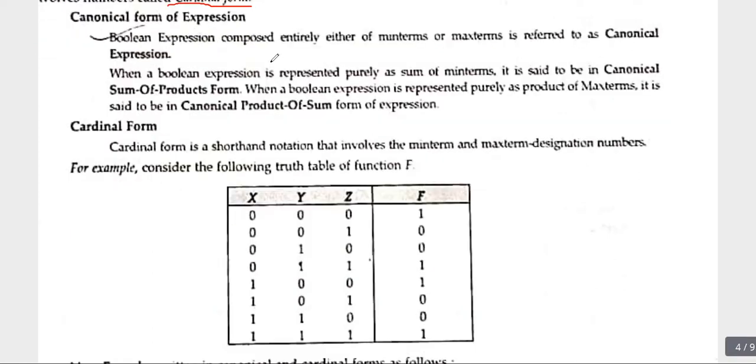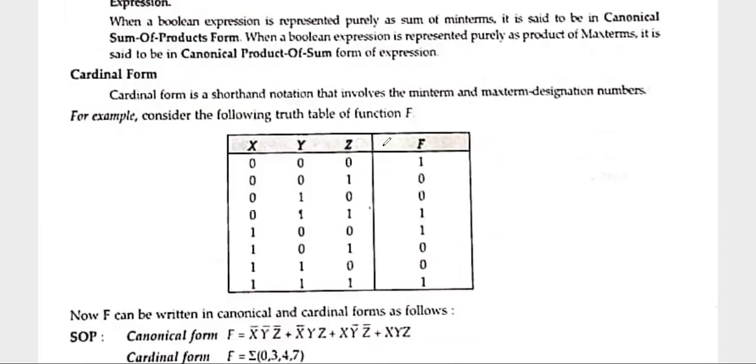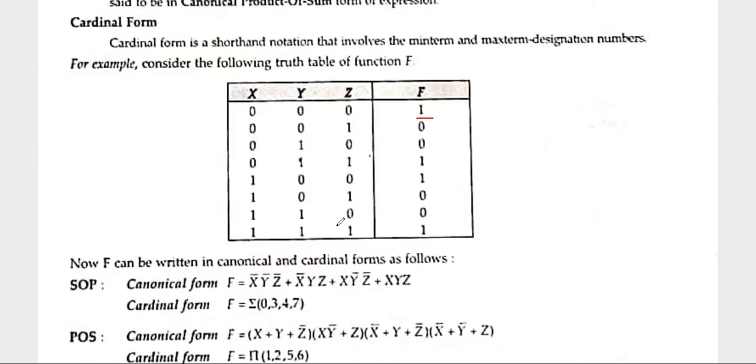In canonical form, we have the expression in the form of min terms if it is SOP, and in the form of max terms if it is POS. So suppose a truth table like this is given, where three variables are present, and this is the output, meaning at these points we are getting 1, and at these points we are getting 0.